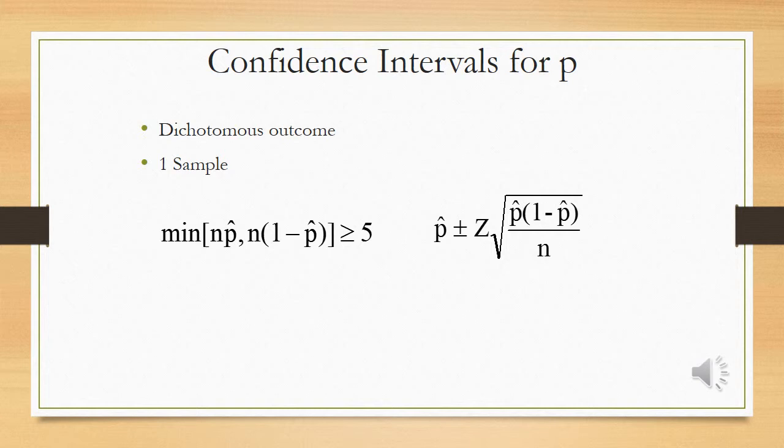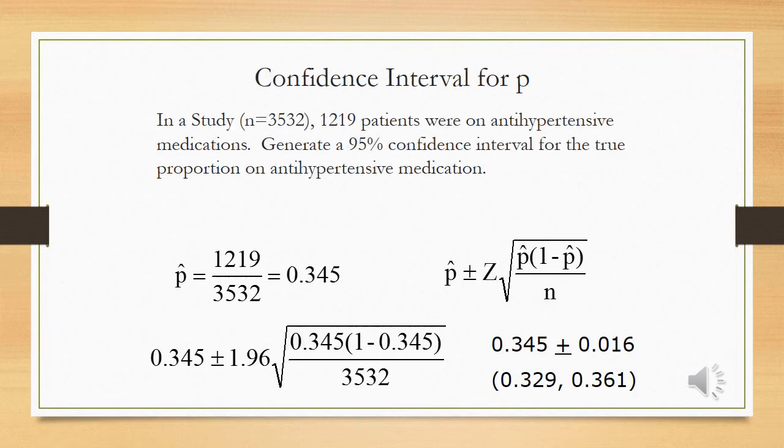Now, in this particular case, it's important to understand what you're given and what you're looking for. So in this problem, confidence interval for p, in a study, n equals 3,532, 1,219 patients were on antihypertensive medication. Okay, now we need to generate a 95% confidence interval for the true proportion. So that's the word right there. So different from the mean, we're looking for the true proportion on antihypertensive medication.